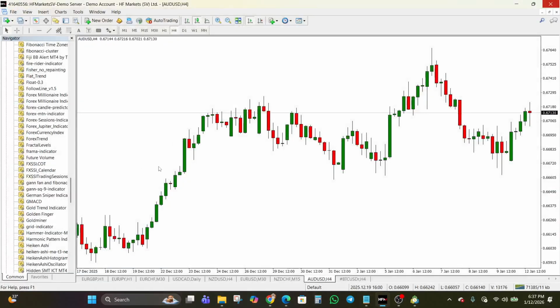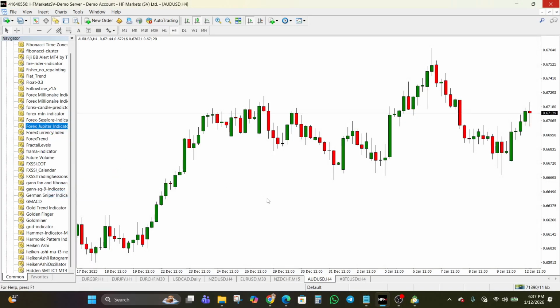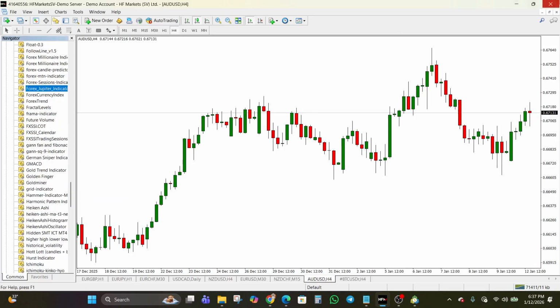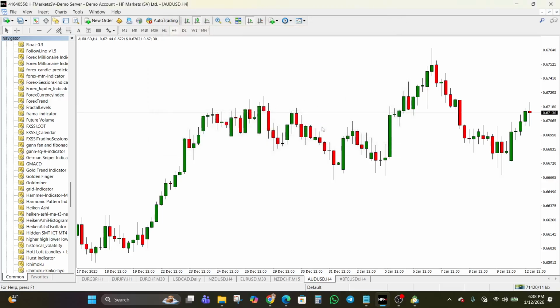All right. Now, after you have done that, you have to get back to your navigator and refresh. You should find the indicator after refreshing, but if you still can't find it, you might have to restart your terminal. After that, just drag and drop the fractal levels to your chart. Ensure that the allow DLL imports box is checked, and as for your inputs, you can modify the available settings according to your taste. If not, you can just use the default settings.